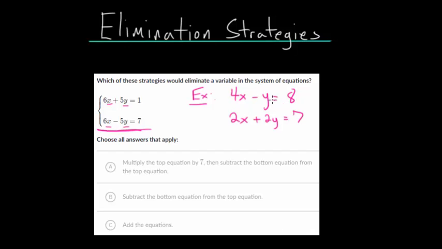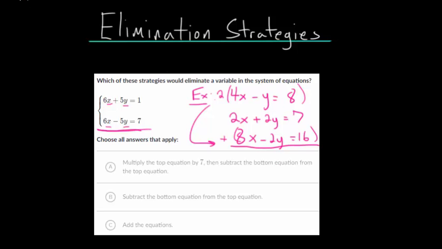Like maybe we want to make the y coefficients the opposite, so I could multiply this entire equation by 2. And that would transform it into 8x minus 2y equals 16. And now, since the coefficients on y are the opposite, I can just add the bottom equation to the top, which would eliminate the y variables.